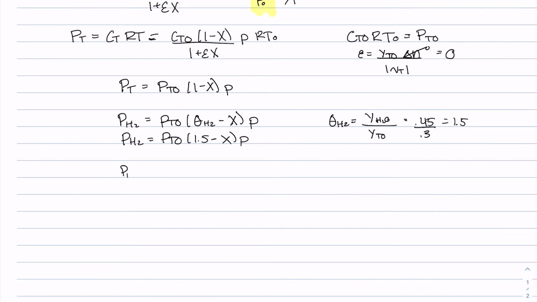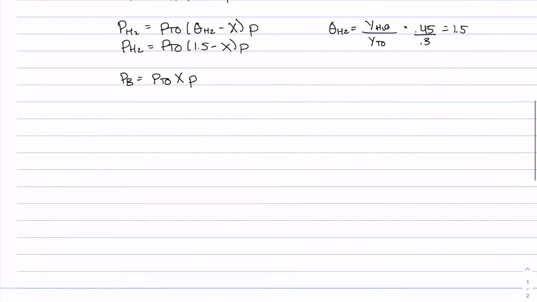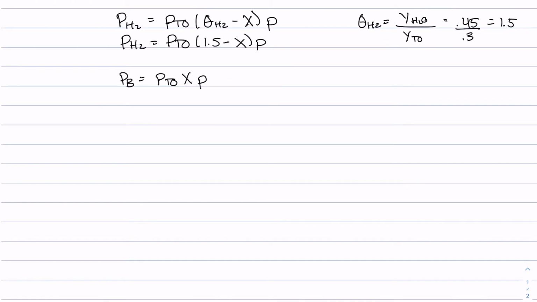Now the pressure of benzene, which is a product, is going to be equal to P_T0 times X times the pressure ratio. That is because it is a product, so it's just dependent on the conversion. Now because epsilon is equal to 0, we can use the integrated form of the pressure drop term, which is equal to P over P_0, which is equal to (1 minus alpha times the weight) to the 1/2.